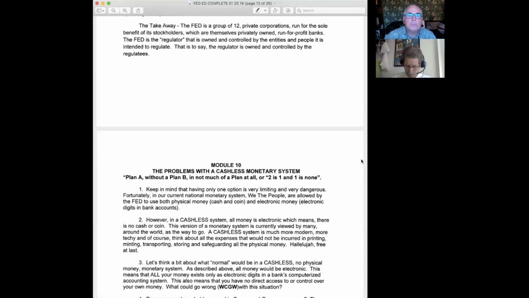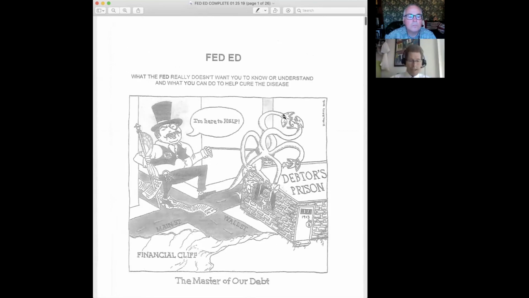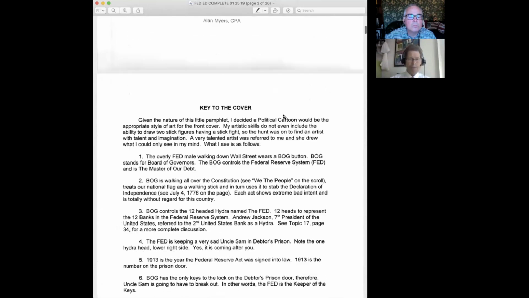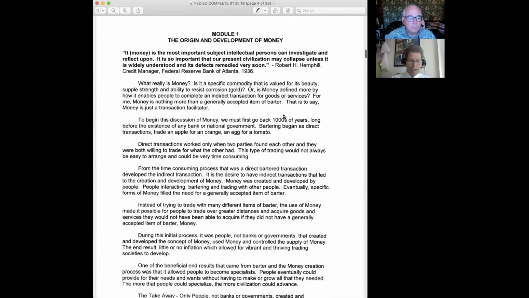Just to get everybody into it, I will quickly review modules 1 through 9 from last time, just to set the stage. Module 1 is the origin and development of money. The takeaway is that only people, not banks, not governments, created, developed, and matured the idea of turning items of barter into money, facilitating indirect, non-bartered, peaceful exchanges for goods and services. The concept of money belongs to people, not banks, not governments.